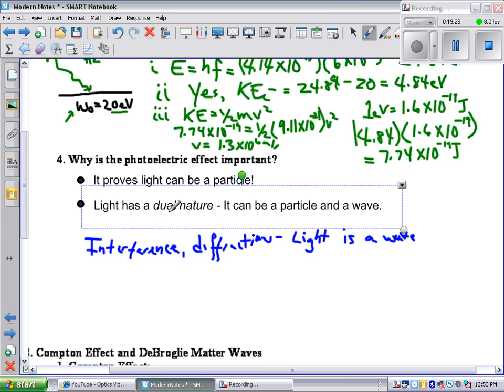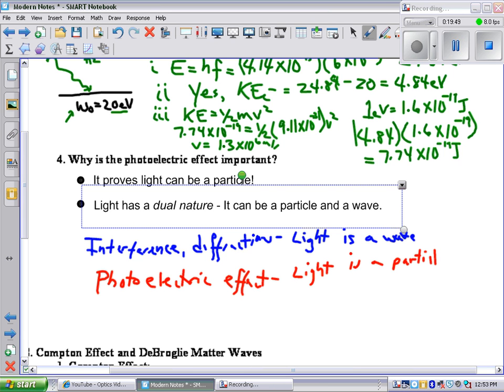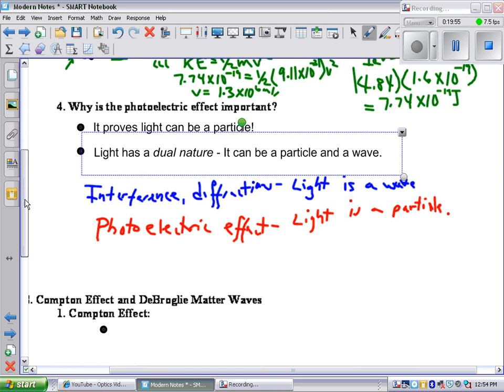Okay, but when I'm looking at the photoelectric effect, the only way Einstein could explain it is if light is a particle. Okay, so that was a revolutionary idea, and like I said, it's the beginnings of quantum mechanics.